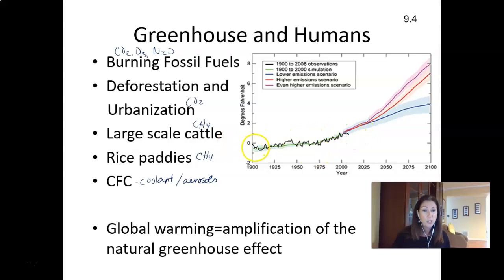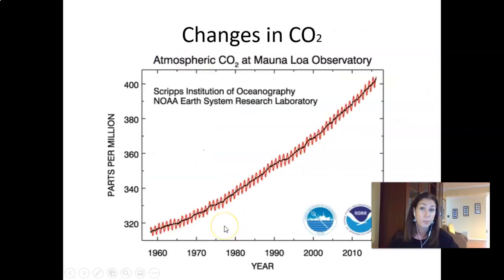So since 1900, we are seeing an increase in temperature that's going to be magnified as we look out into the future. So these are different scenarios taking into account reduction of these greenhouse gases. Because what we're seeing is an example of global warming. And how I like to think of global warming is that it's an amplification, a magnification of the world's natural greenhouse effect, because we're adding more and more of these greenhouse gases to the atmosphere.